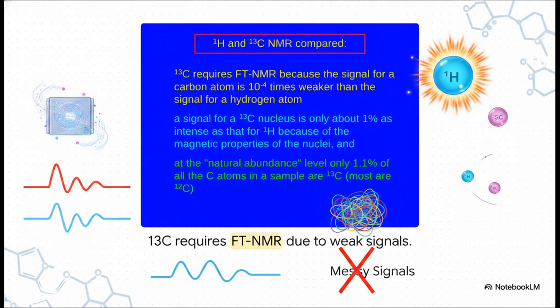But hey, there's actually a silver lining here. Because carbon-13 is so incredibly rare, the odds of two carbon-13 atoms randomly sitting right next to each other in a molecule are practically zero, which means we don't have to deal with homonuclear carbon-to-carbon splitting at all. It saves us from an absolute nightmare of overlapping signals.